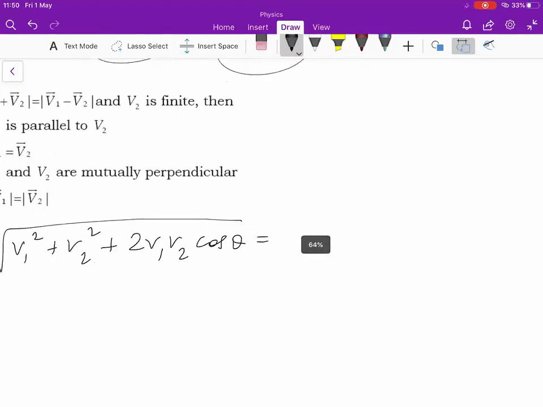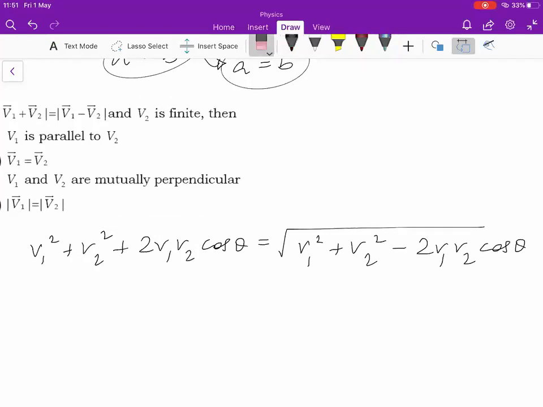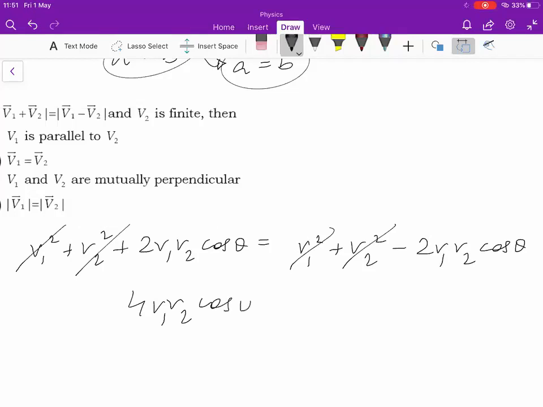That will be equal to under root of v1 square plus v2 square minus 2v1 v2 cos theta. Okay, now you can take off the under root. Then you can get rid of v1 square and v2 square from both the sides. Now from this you will get 4 times v1 v2 cos theta as 0, which implies cos theta is 0, which implies theta is 90 degree.